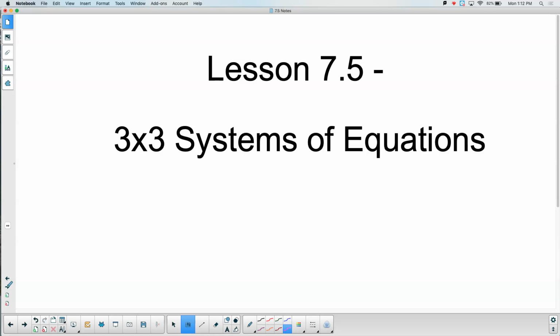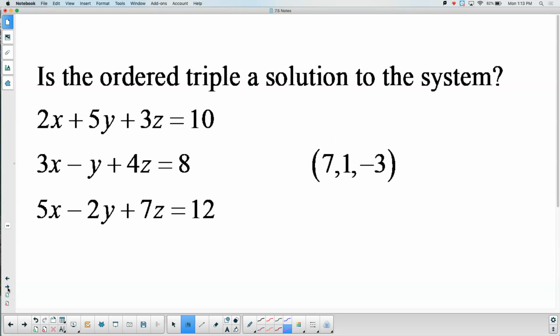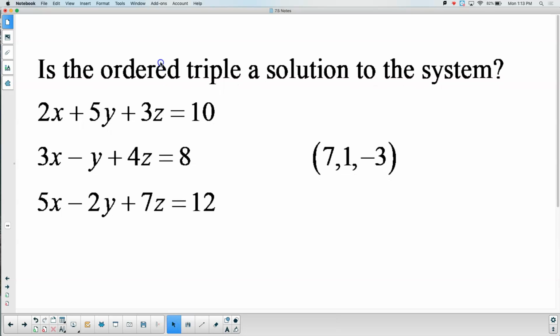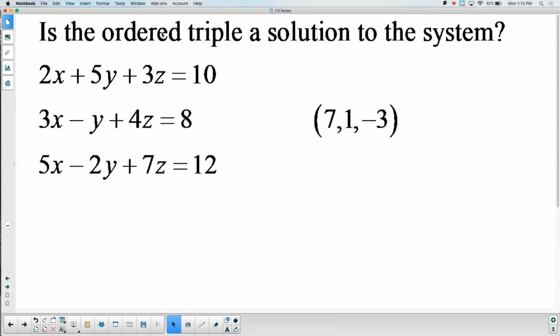I just had a quick question. If we ever see a problem like that in the future, would you want us to show our work for plugging in for both equations or not? Nope, it all depends on which one you start with. As soon as you get one that it doesn't work in, then you're done. If you got one where it worked, you have to go to the next one.